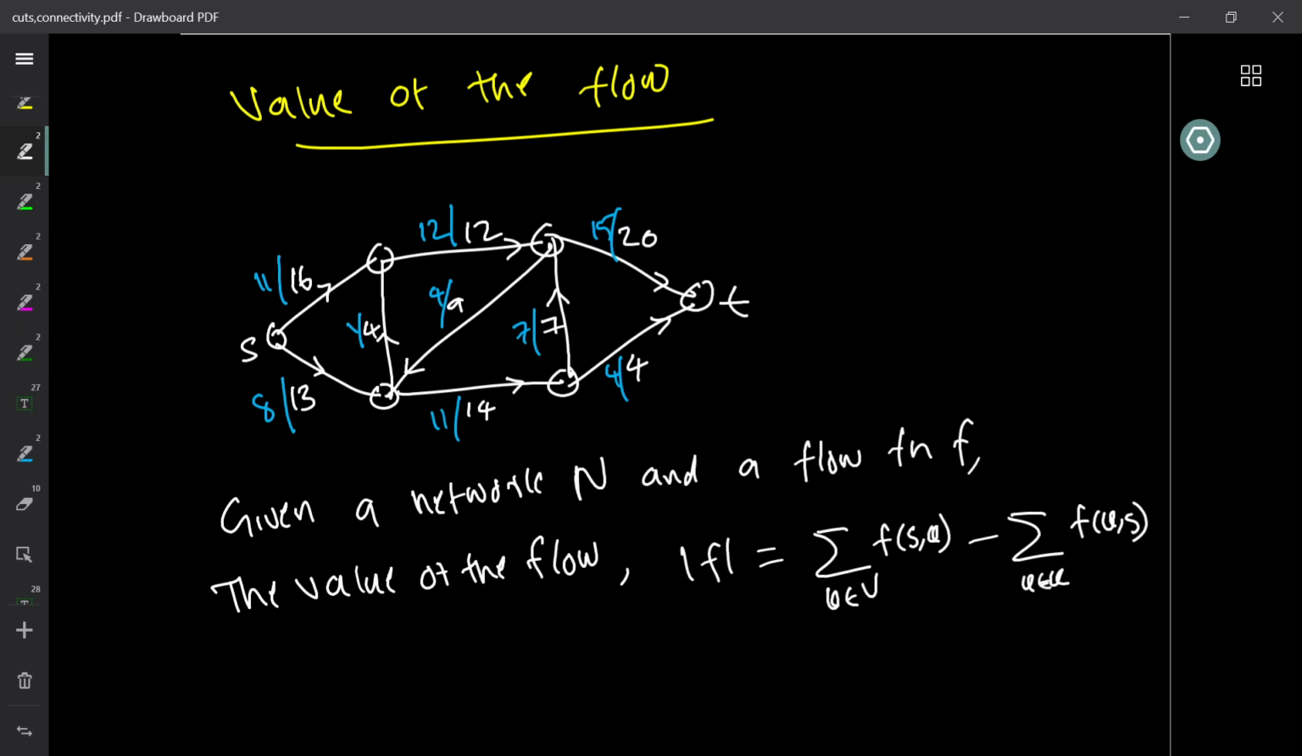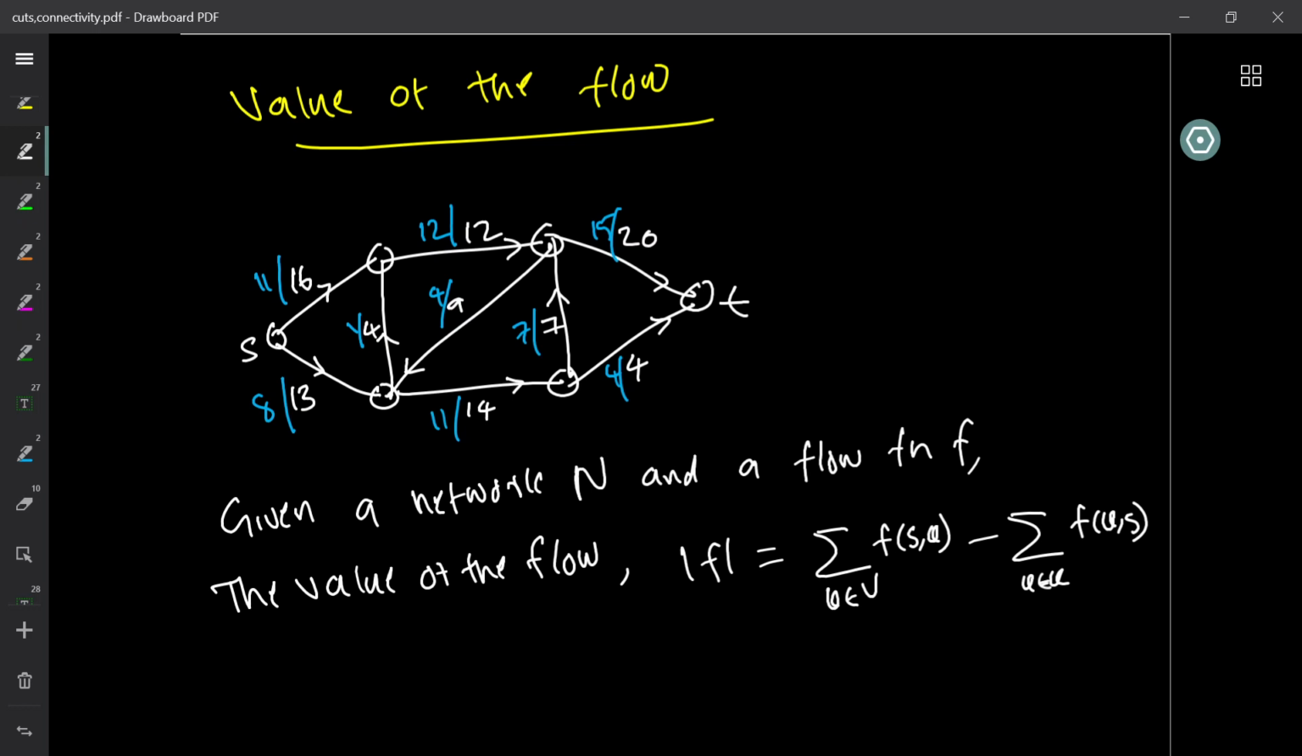So in the example given above, from S the flow takes 11 out and then 8 also out. So 11 plus 8, which is 19. Therefore, if you look at T, what comes into T must also be 19, because if it is a flow, this should be the case. And here you can see 15 plus 4 is again 19. So that is what the value of the flow is.